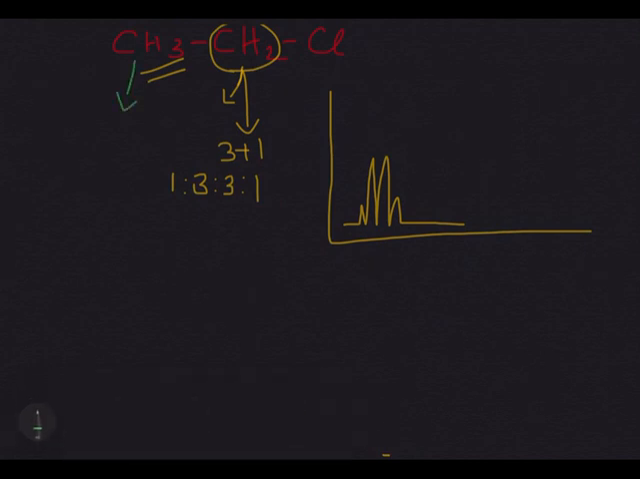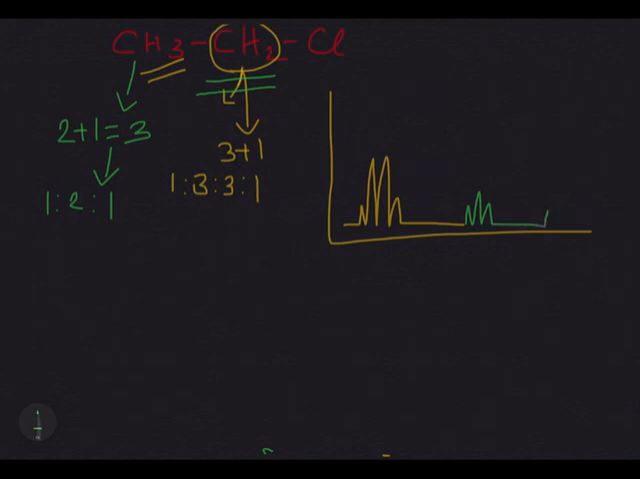Then we have the signal for CH3. Adjacent to the CH3 there are only 2 protons. Therefore that splits into 2 plus 1, which is equal to 3. If a signal splits into 3, then according to Pascal's triangle its intensity ratio is 1:2:1. So the nature of the signal is 1:2:1. And finally we get the signal for TMS. This is the signal for CH2, the signal for CH3, and for TMS.